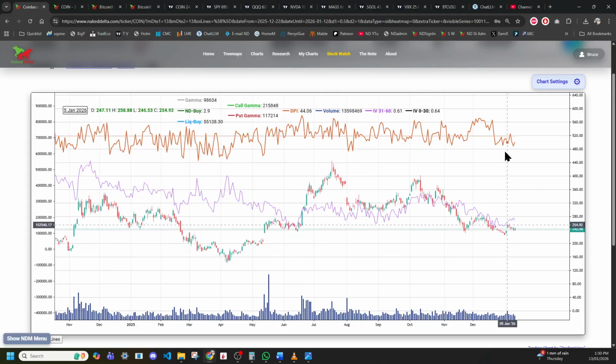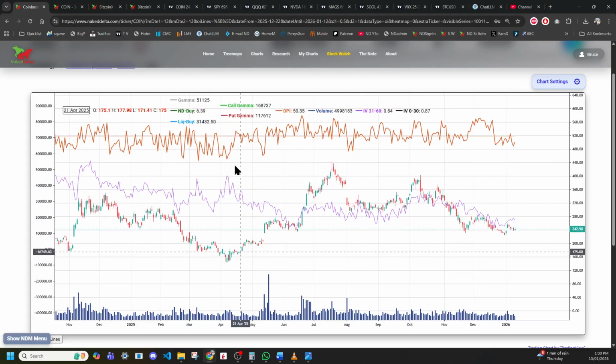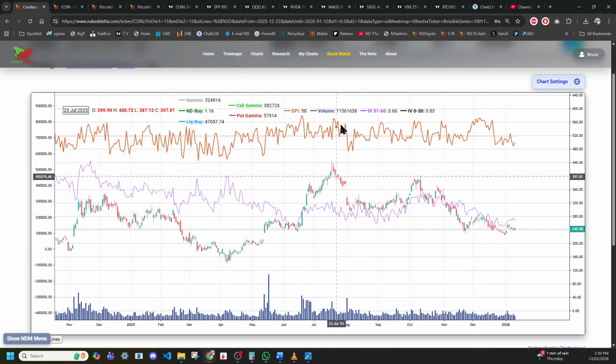Up here in the brown we have DPI, dark pool interest. We can see this gradually rising with the price. You can see that that's generally hedging, and when the price goes down, because it's being hedged and the market's selling, the DPI is shrinking. DPI is dark pool interest.